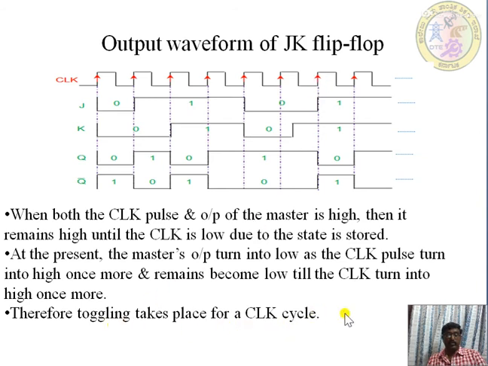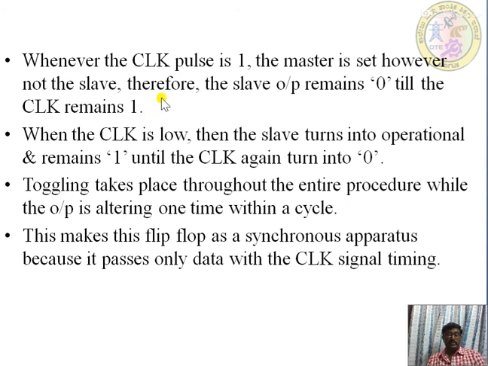Therefore, the toggling takes place once per clock cycle. Whenever the clock pulse is 1, the master is set, however not the slave. Therefore, the slave output remains 0 as long as the clock remains 1. Whatever the master output is will be copied to the slave only when the clock changes from high to low. When the clock is low, the slave becomes operational. Toggling takes place throughout the entire procedure, while the output alternates once per cycle. This makes this flip-flop a synchronous device because it passes data only with the clock signal timing.